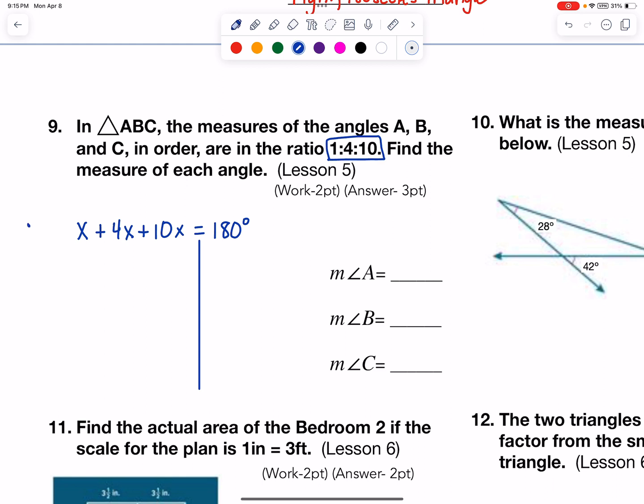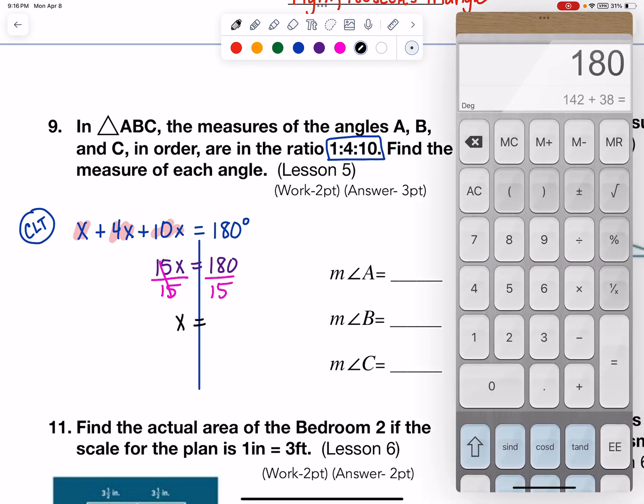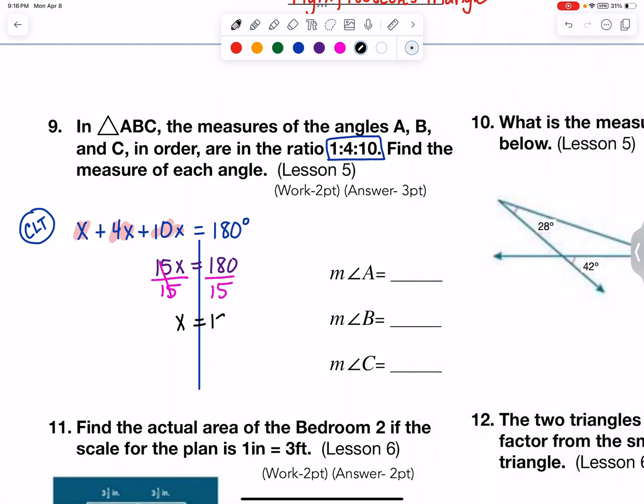So let's go ahead and combine like terms first of all. Okay, so we're going to get all of these combined, x, 4x, and 10x. And so we have 15x equals 180. And then let's go ahead and isolate the variable, divide both sides by 15, and we end up with x equals 180 divided by 15. Our x equals 12.